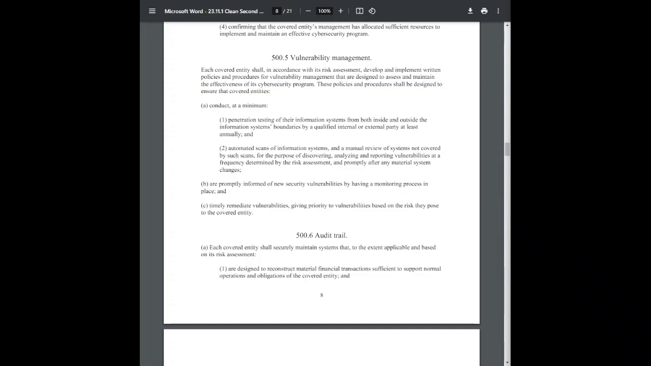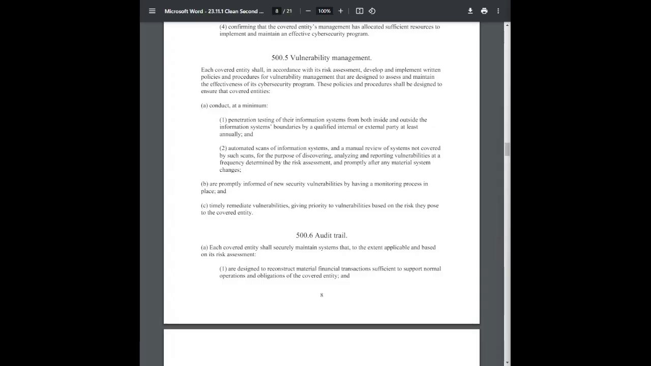Hello and welcome back. In this lesson, we are going to look at 500.5 vulnerability management. So the first part is talking about conducting a risk assessment and designing your security program that addresses vulnerability management based on the results of the risk assessment. And you also have to have policies and procedures in how you manage these vulnerabilities.